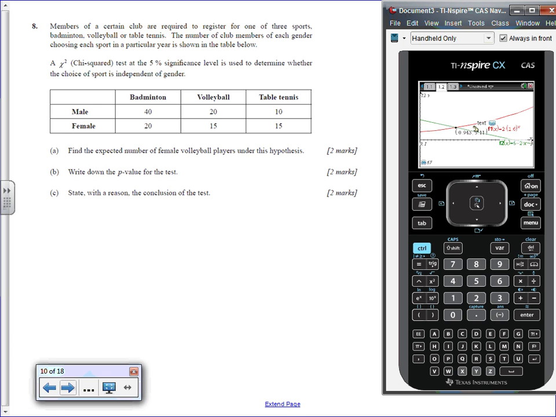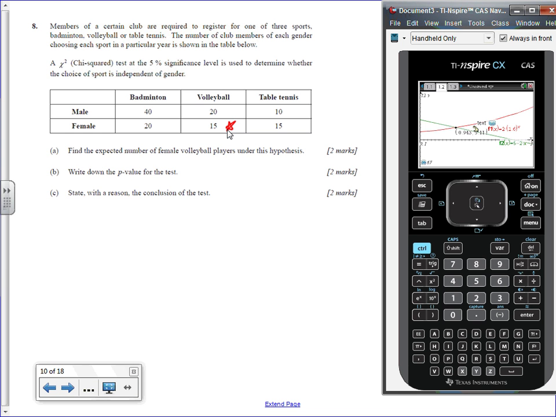Here we have a statistics question, a chi-square test. Should be pretty quick. We're going to first find the expected number of female volleyball players under the hypothesis that gender is going to affect the sport you play here. Expected number of female volleyball players. So that would be the expected frequency for this box.